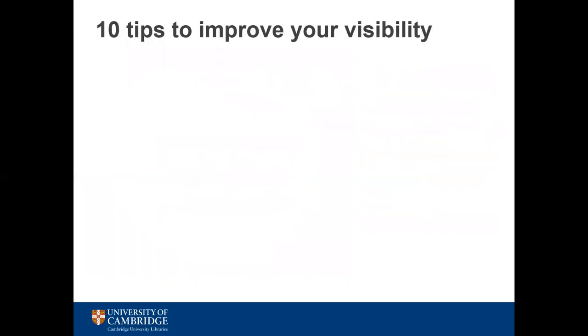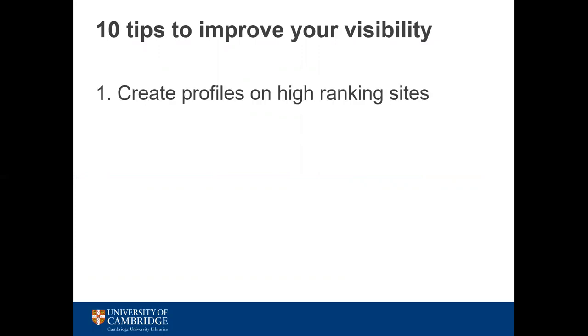Depending on what your digital identity health check found, here are 10 tips for improving your online visibility. 1. Create profiles on sites that rank highly in search results, then link back from there to your main profile. Consider having a presence on platforms such as LinkedIn, Twitter, Academia Edu, Facebook, Google Plus or Google Scholar, or ResearchGate. Remember that academic institutions rank highly too. Try to keep your name consistent everywhere you use it. This will help people to identify you accurately.